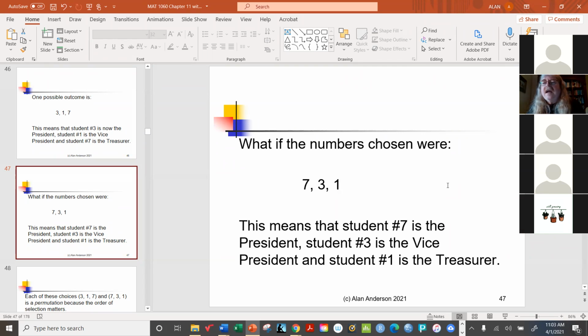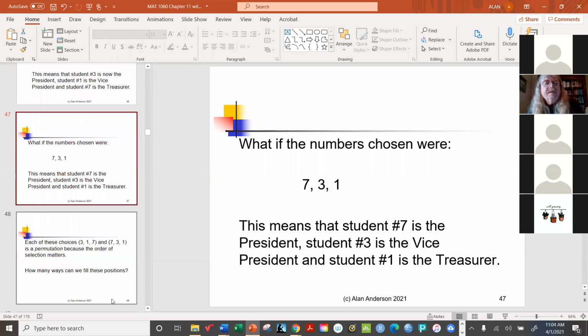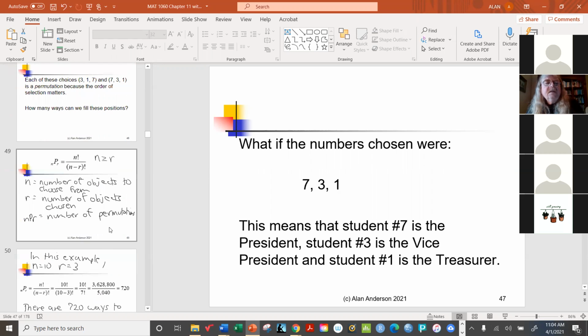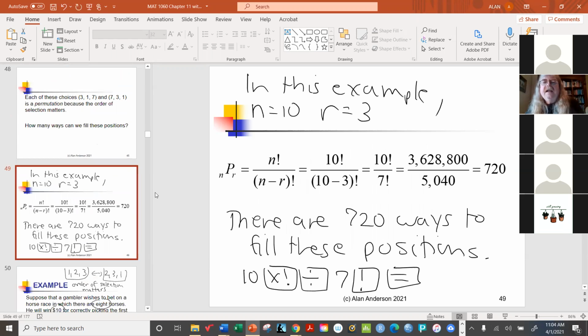So if I want to know how many ways I can fill these positions, what I'm really asking is how many permutations can I create when I pick 3 students out of 10? Okay, it means the same thing. So once again, we'll use our formula. Remember, here we have 10 students of which we're choosing 3. And if you plug in the numbers, you'll see that it turns out to be 720.